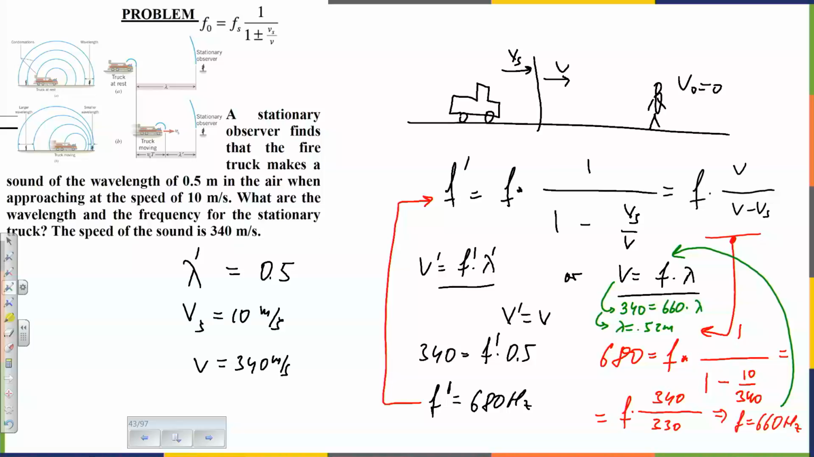So again, it proves that when nothing was moving, the wavelength was slightly longer, then it started moving in front of the moving source. It shrank from 0.52, from 52 centimeters to 50 centimeters. Any questions?